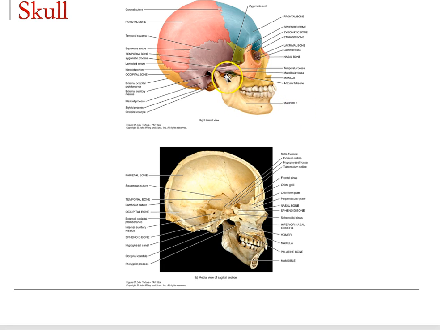And that's a mandible. That is your lower jaw. It articulates here with the temporal bone. When your mouth is closed, it may come up alongside the temporal process as well as the zygomatic bone here.